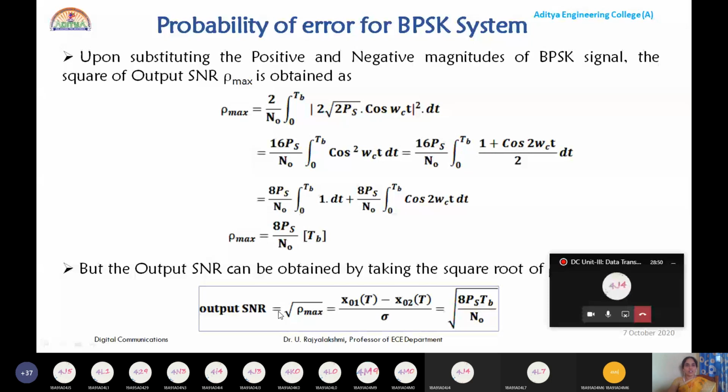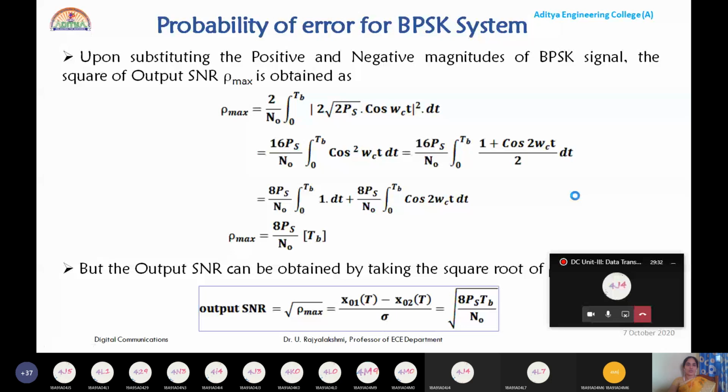That's why, in the second chapter, whenever I told you the advantages of BPSK, I told you the output SNR for BPSK is high. Why is it high? Because it is 2 root 2 EB by N0. If you want to write this in terms of EB by N0, you can write it as 2 root of 2 EB by N0. So the output SNR is almost twice that of BASK.